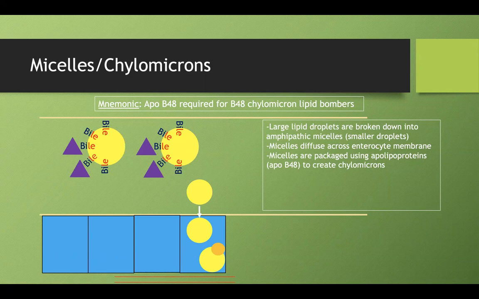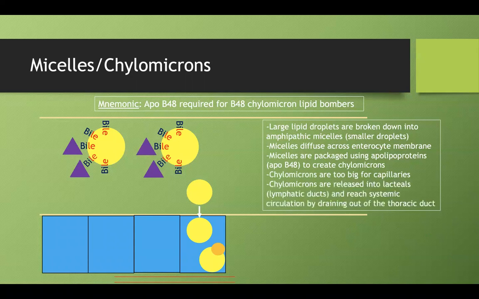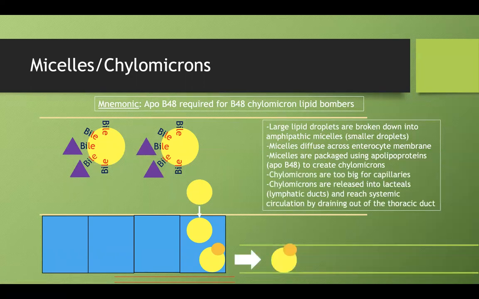Something I want to point out here is that these micelles, even though they can diffuse across the enterocytes, they're still too big for the capillaries. And so instead of diffusing across the capillaries, they're actually released into our lymphatic system first. And so here's our lymphatic system. And now because it has that apolipoprotein attached to it, it can be released here. And ultimately, it will enter our systemic circulation by way of the thoracic duct into our subclavian vein.